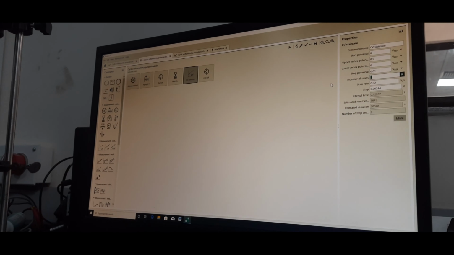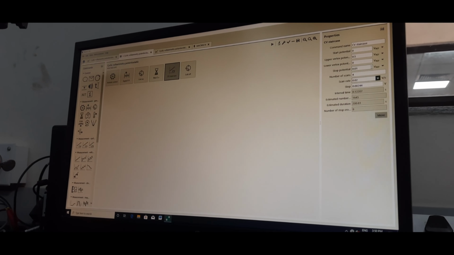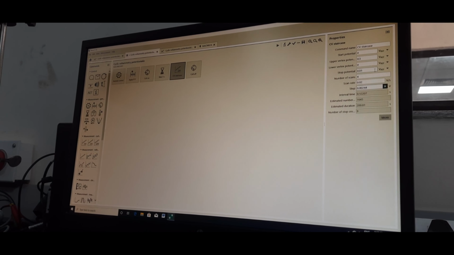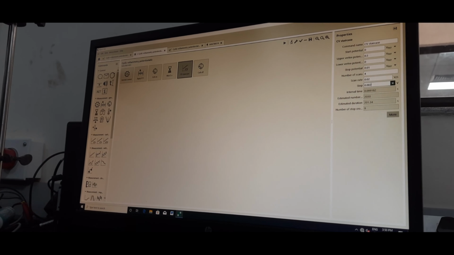Number of scans means number of times we want to do a cyclic voltammetry, number of loops we want. Scan rate means at what rate I have to go from 0 to 0.5 volt. This is a step, which means after this many seconds the system should take a current data.